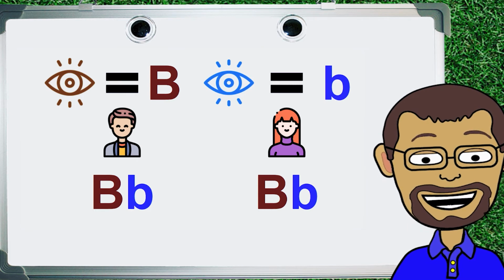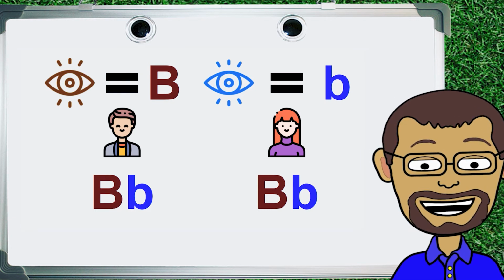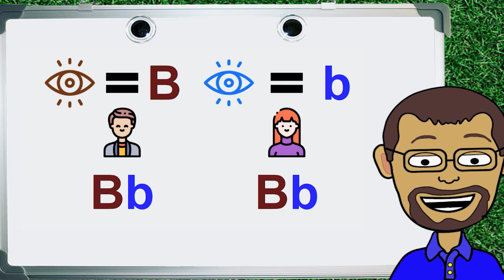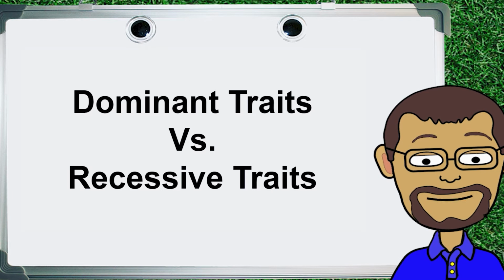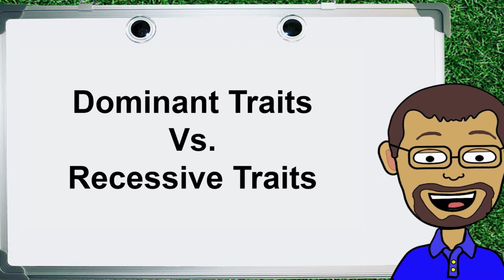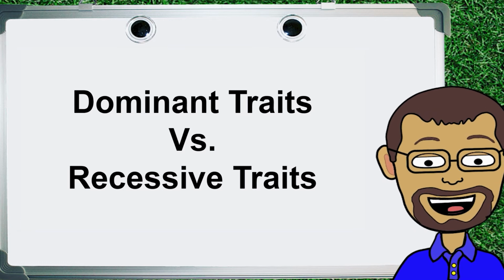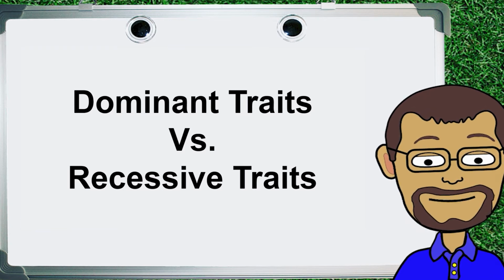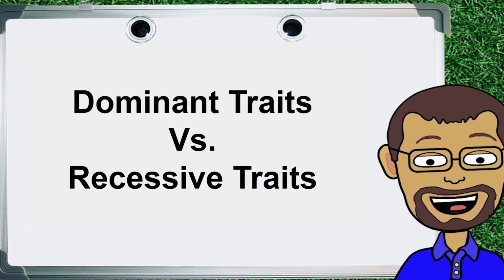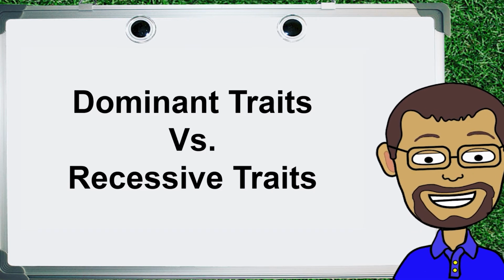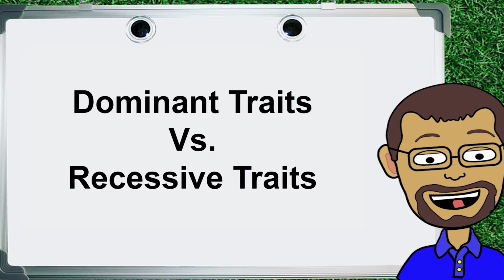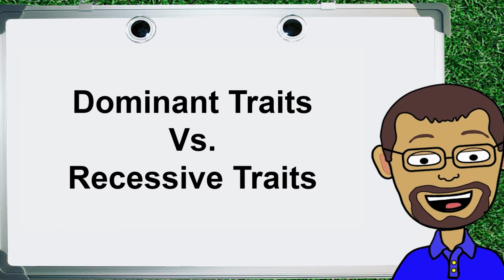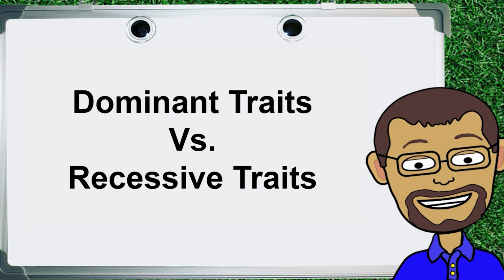But wait, you may be asking, if they have an allele for brown eyes and an allele for blue eyes, why are their eyes brown? And to that I respond, great question. The answer is because brown eyes is a dominant trait. Traits can be either dominant or recessive. If an individual has both a dominant trait and a recessive trait, the dominant trait will be expressed. Well, not always. This type of dominant and recessive relationship is called complete dominance. Sometimes traits can have incomplete dominance or even something called codominance, but that's a topic for another video. For now, just know that a dominant trait will be expressed over a recessive trait.